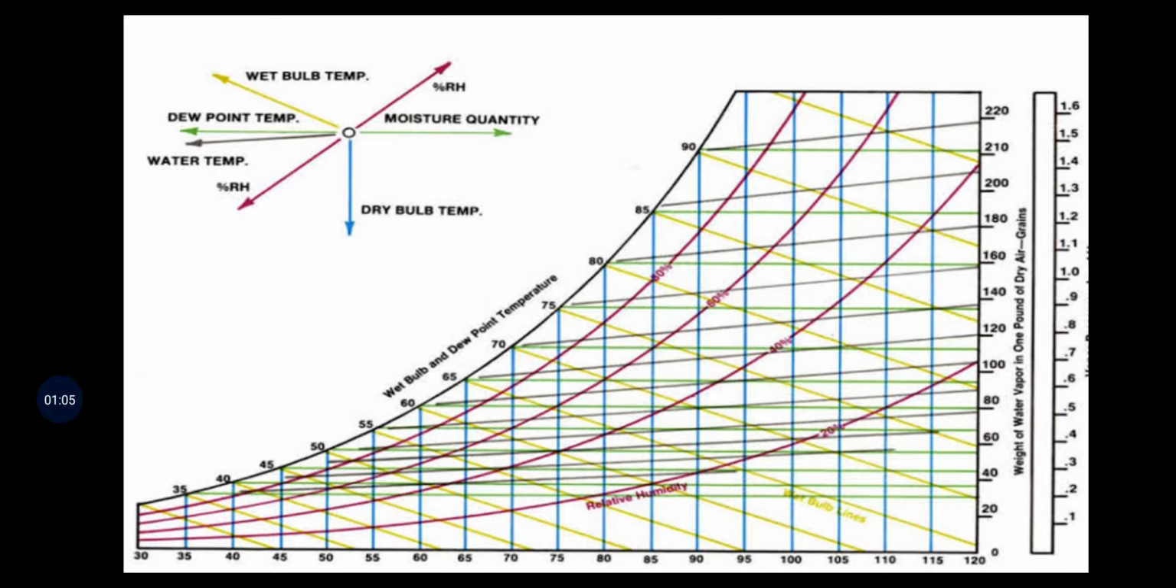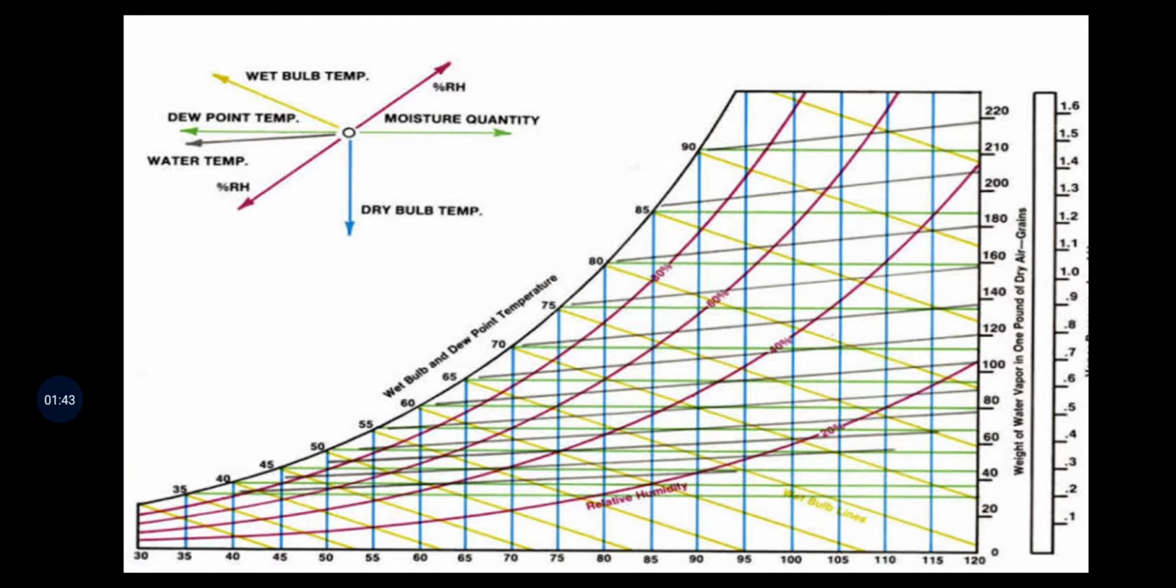On a psychrometric chart, the dry bulb temperature is represented by the blue line in the given chart. As you can see, the bottommost line represents the dry bulb temperature. In this chart, it is shown from 30 degrees Celsius towards 120 degrees Celsius. The vertical straight line shown in blue represents the dry bulb temperature.